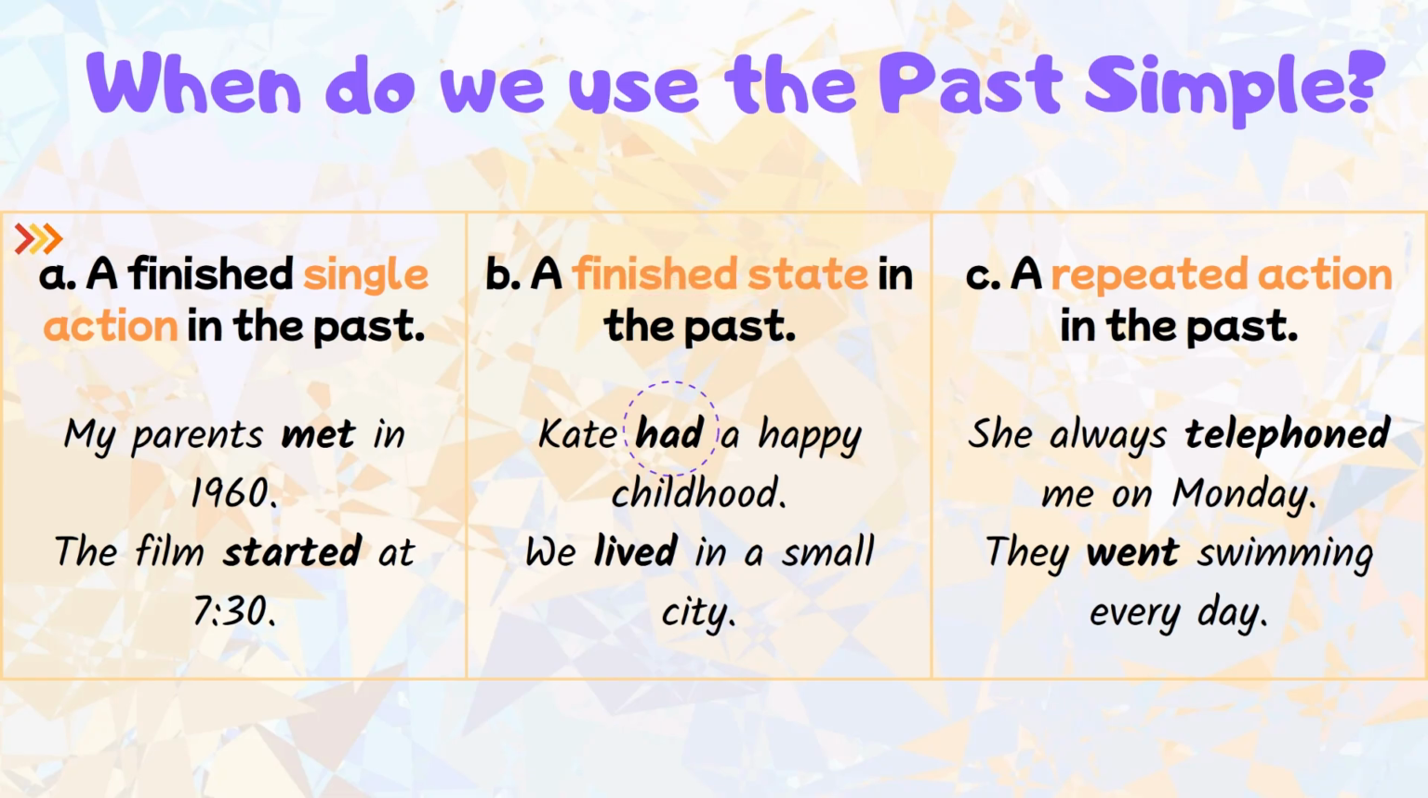The next use is when we speak about a finished state in the past. Kate had a happy childhood. We lived in a small city. And the last column represents the use of the past simple when we talk about a repeated action in the past. She always telephoned me on Monday. They went swimming every day. Don't forget to write your favorite example in the comments.